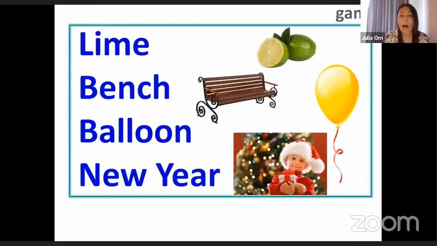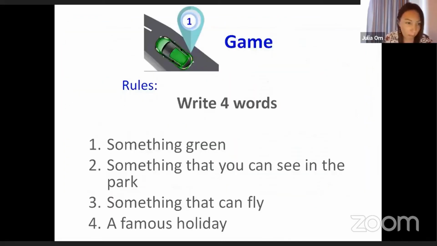For example, my variants are lime because it's green, bench because it can be seen in the park, balloon can fly, and New Year is a famous holiday. So what about your variants? Please use your chat to write the answers. 4 words in one message. Something green, something you can see in the park, something that can fly, and a famous holiday.